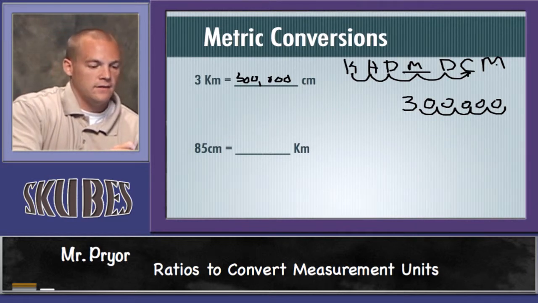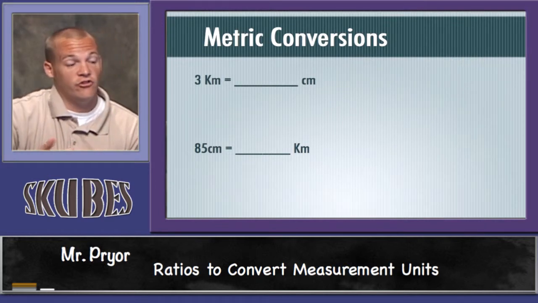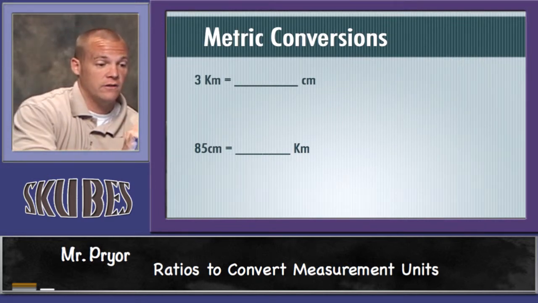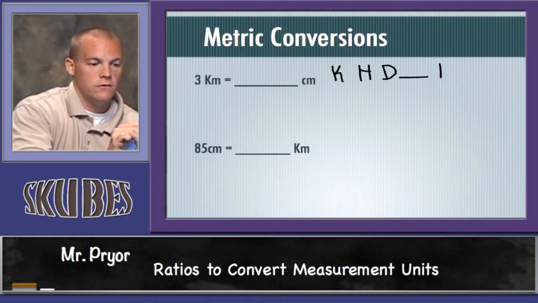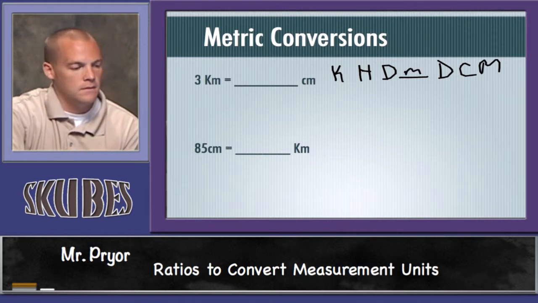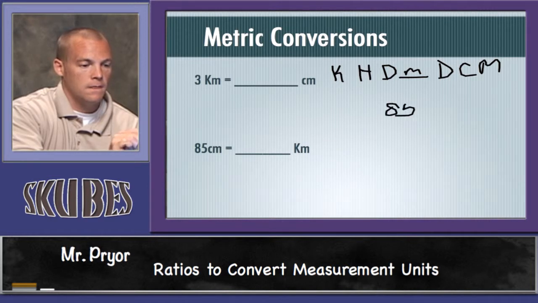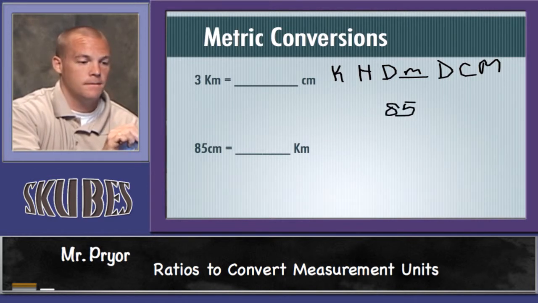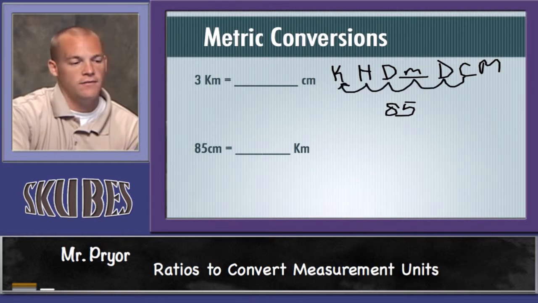All right, and then the last example here is going to be, again, just working with centimeters and kilometers, just to show you how you would go back the other direction. So King Henry died, drinking chocolate milk. You're looking at meters again as your base unit. So this time we know we have 85 centimeters. We're going to start at C and move to the K. So 1, 2, 3, 4, 5 places to the left.